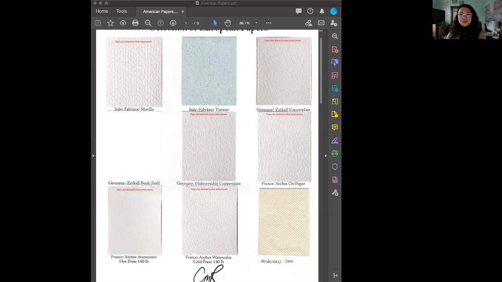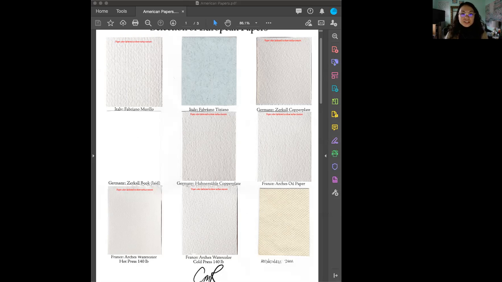I have butchered the pronunciation. I keep on trying to get it right, but I give up. And this mill is my absolute favorite because it's so eco-friendly. They harvest the plants from around the mill to make the linen or the fiber that's used to make these very luscious sheets of paper.